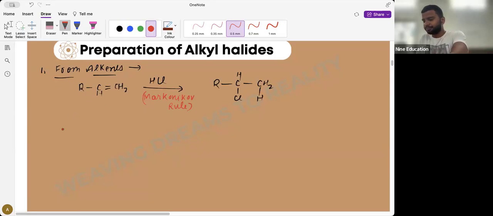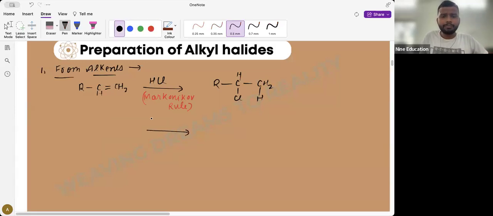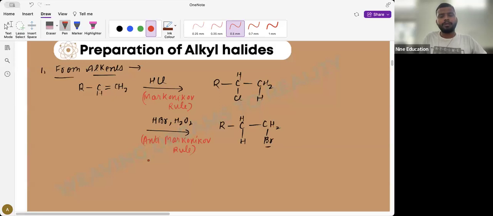And according to anti-Markovnikov's rule, let's say we have HBr in H2O2. So this Br will come this side and H will come this side. ये याद रखें आप लोग हमेशा. This Br will come at the less substituted side and this is what? Anti-Markovnikov. This is anti-Markovnikov.